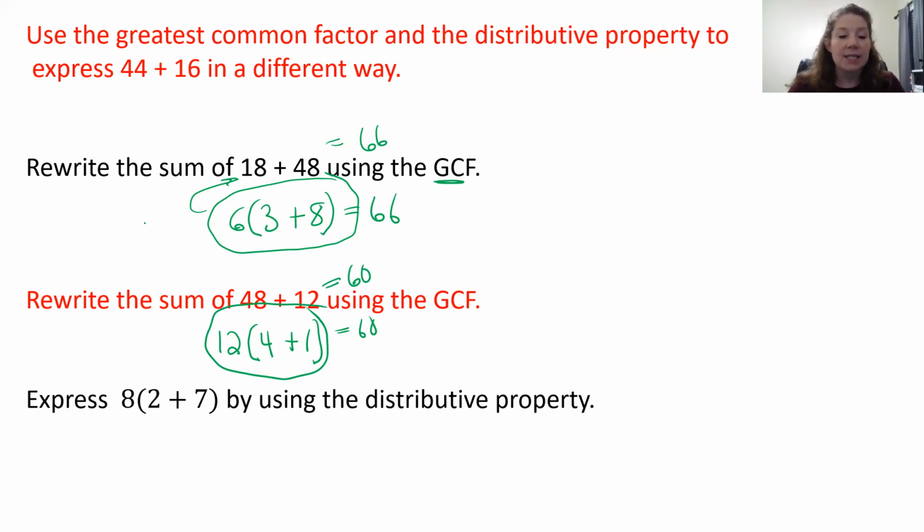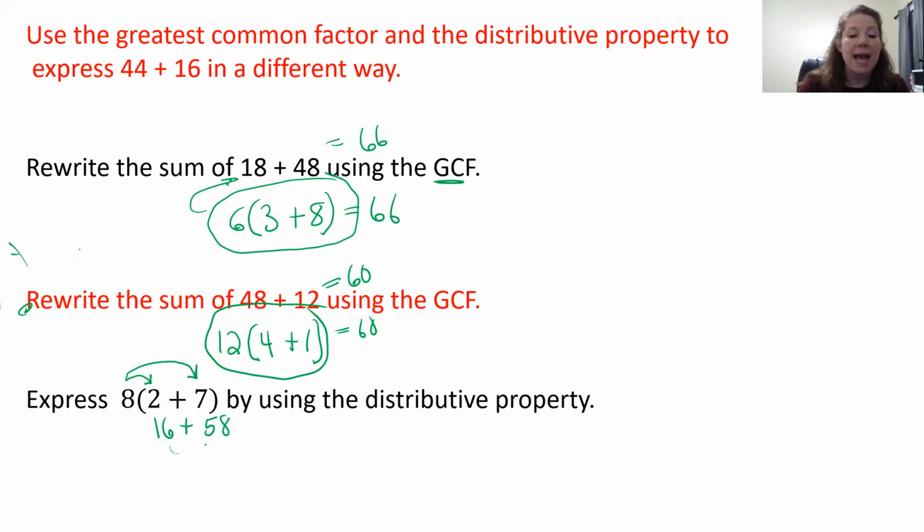And now it's asking us to do the opposite. So to do the opposite, we're going to use that distributive property. What we're going to do is distribute the 8 to the 2, and then we're going to put plus, and then we're going to multiply 8 times 7. So 8 times 2 is 16. 7 times 8 is 56, and I have rewritten it so that it's equivalent.